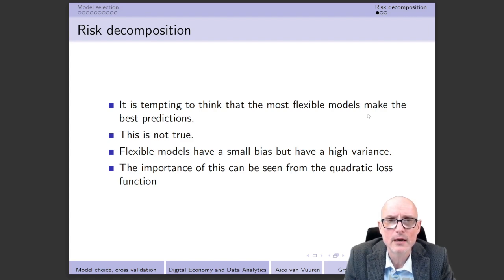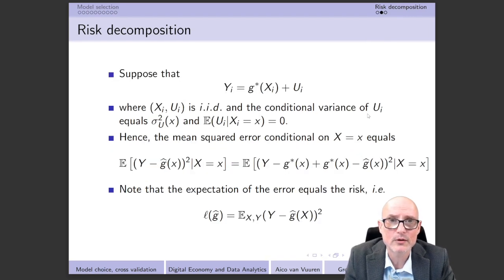So that implies that the more regressors are included, the smaller the bias is going to be. However, we also know that the more regressors we include, the higher the variance is going to be. So there we already see that there is some kind of trade-off between bias on the one hand and variance on the other hand. The importance of this can be seen by looking at the quadratic loss function, and that's what I'm going to do for the remaining part of this video.